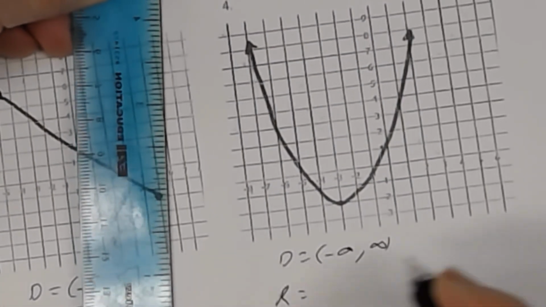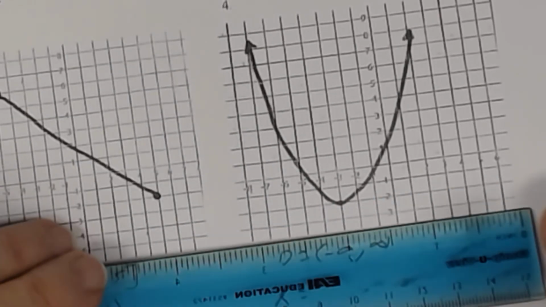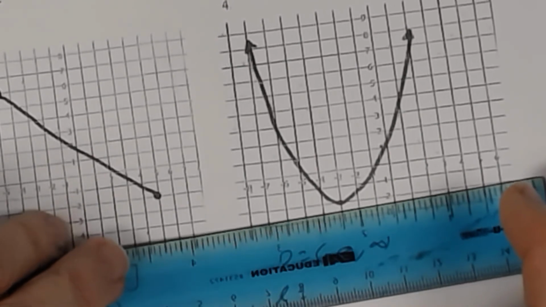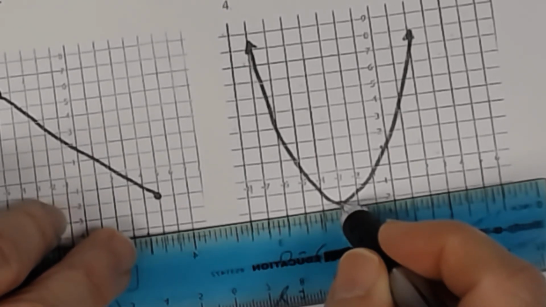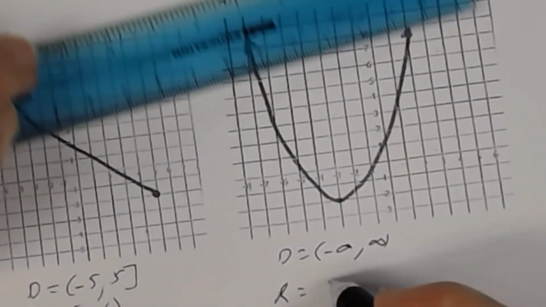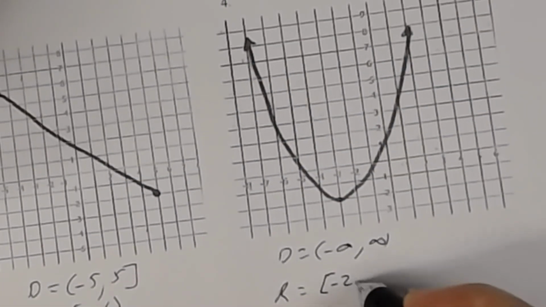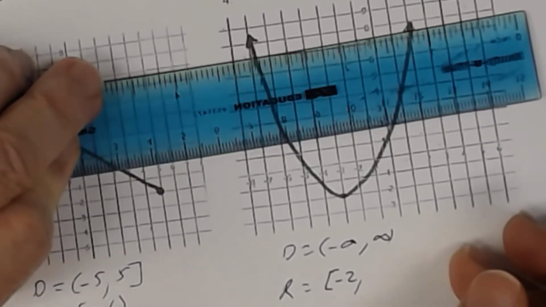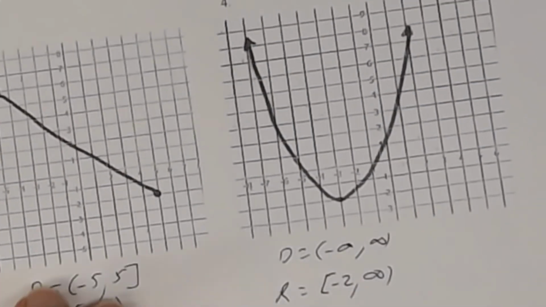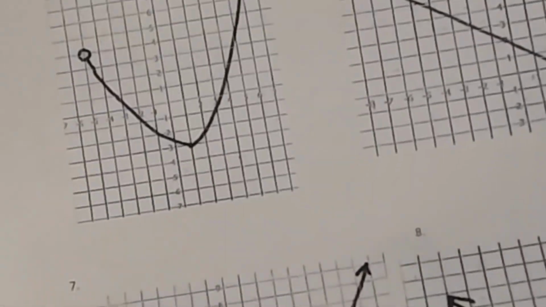The range, though, when you go along the y-axis from bottom up, and always go from smallest to largest, there's a smallest y value on this graph, and that's the smallest y value right here, and that happens to be negative 2 with a bracket, all the way to, and it never stops, keeps on going, all the way to infinity. All right, so that's number 4. Okay, let's look at number 5.